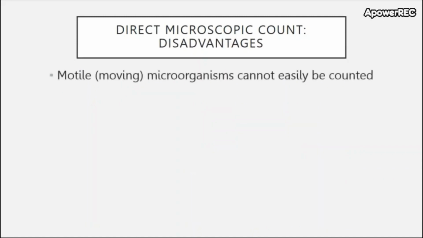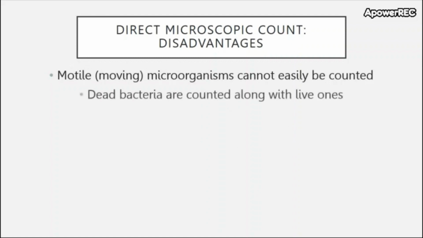Okay, so there are also disadvantages for the direct microscopic count as well. One is if these organisms, microbes, are motile. Some bacteria, for example, are very motile. It makes it more difficult to be counted because they're moving around and you can't keep track of them very well. So they can move from one square to the next without you getting a good count on them. Sometimes you don't want to count the dead bacteria. So if you're doing direct microscopic counts, you're going to be counting the dead bacteria with the live ones.